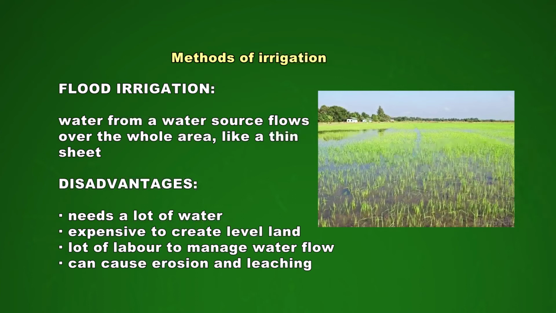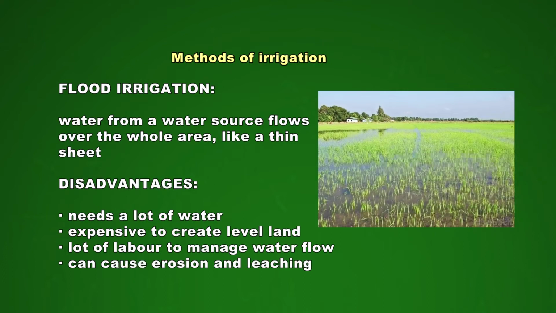Now that we have established what irrigation is, let us look at different methods of irrigation. The first method of irrigation we will look at is flood irrigation. For this method of irrigation, your land needs to be absolutely level with a slight slope. It is expensive to level land.